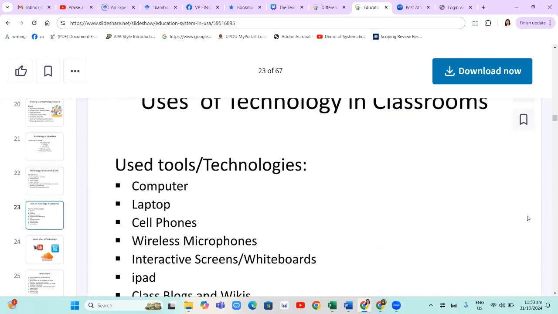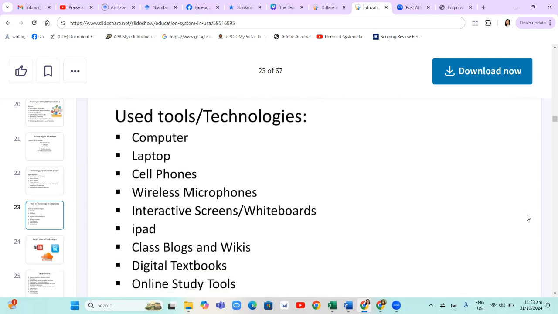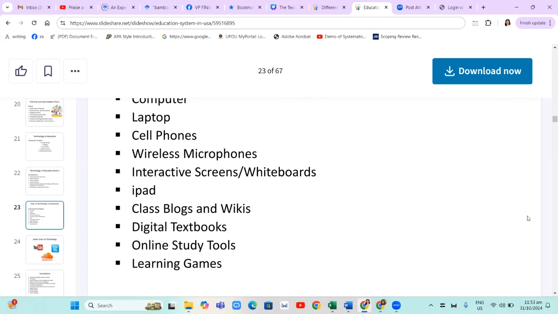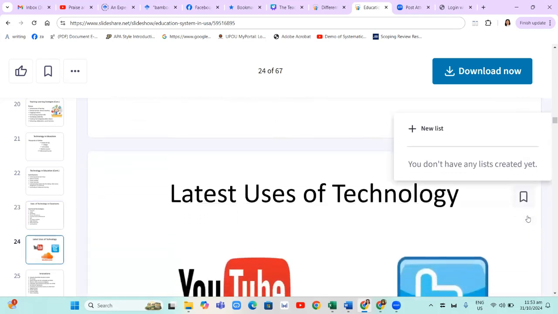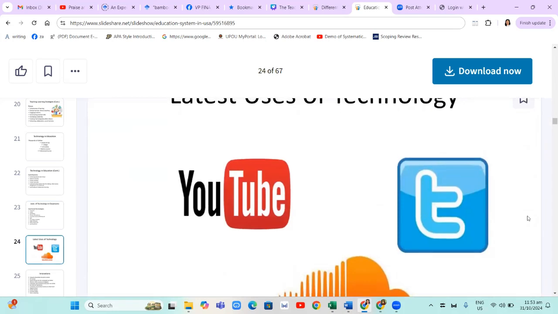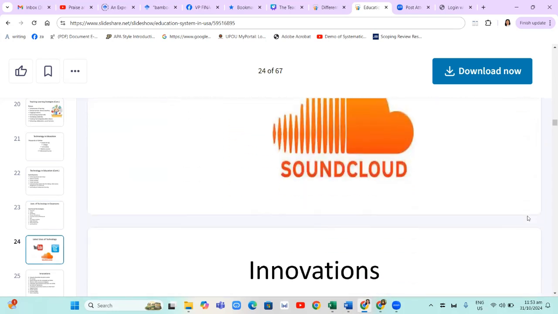The uses of technology in classrooms: they use computers, laptops, cell phones, wireless microphones, interactive screens, whiteboards, iPads, class blogs and wikis, digital textbooks, online study tools, and learning games. So these are the examples of the uses of technology: YouTube, Twitter, SoundCloud.